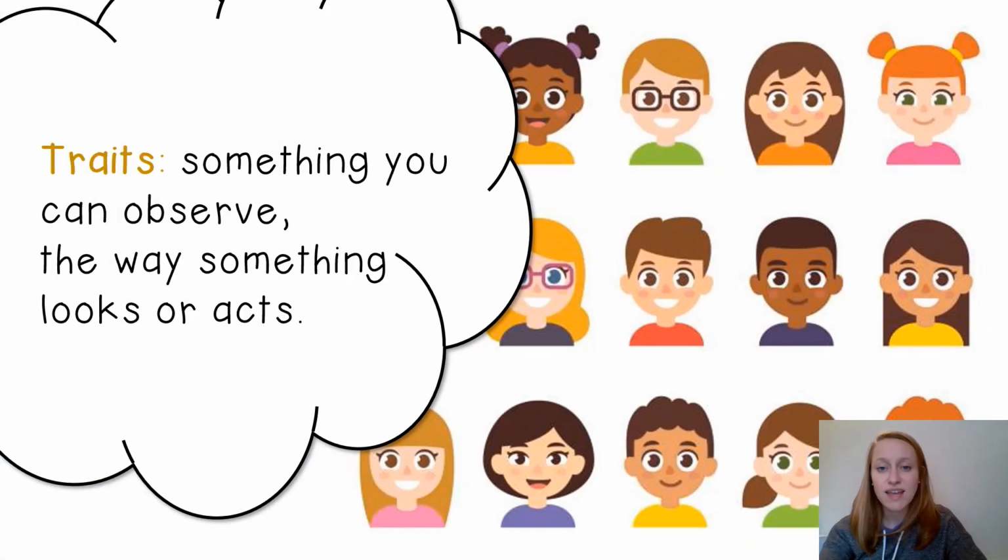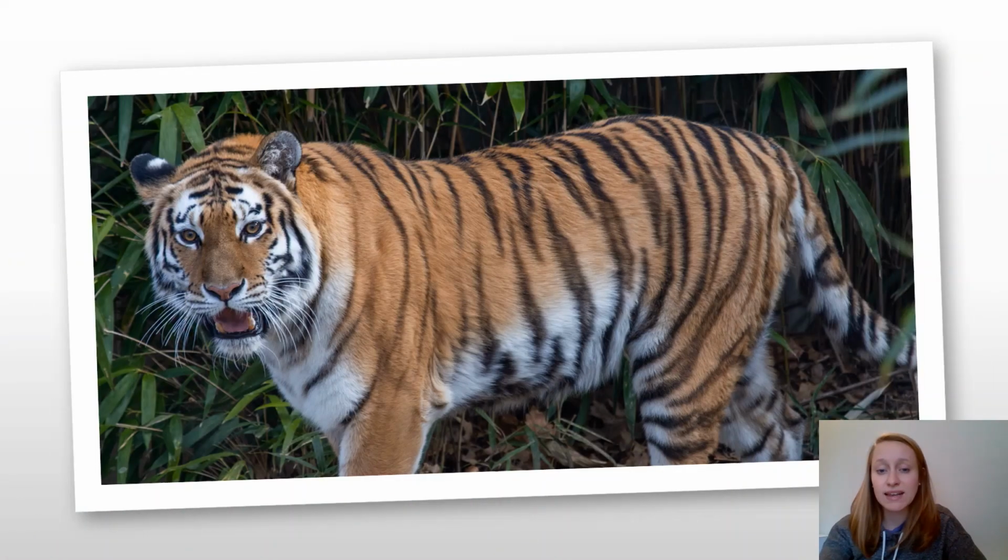A trait is something you can observe. It's the way that something looks or acts. All animals and humans have traits. Some have the same traits and some have different traits. Our traits are what make us look the same or different. Let's look at an example.